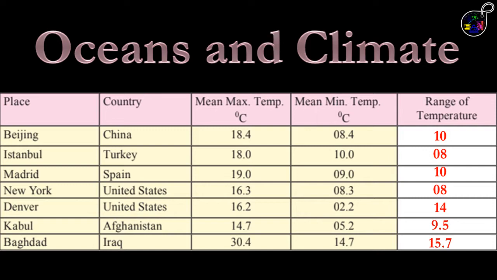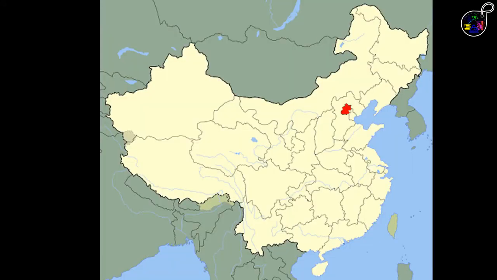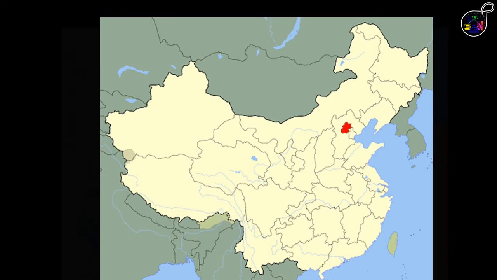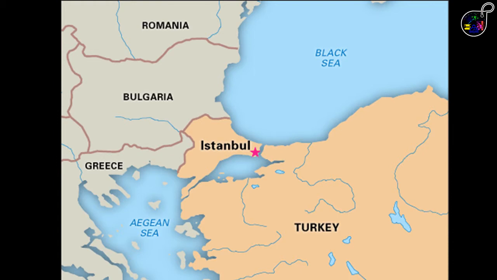So now let's see the location of these places. Why is there so much difference in all of these places? Beijing is located a little far from the sea. If you can see the red color one, that is located in the interior, away from the sea. The blue color is the sea. Istanbul is located closer to the sea. You can see Istanbul is right in the coastal area. It is located beside the sea.